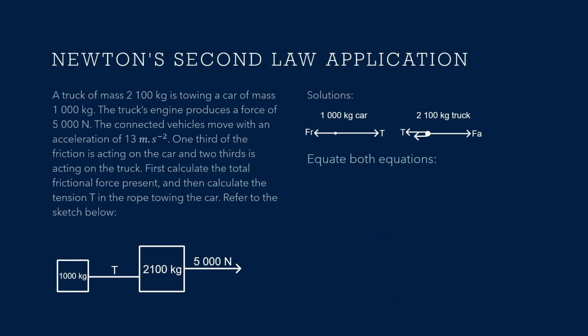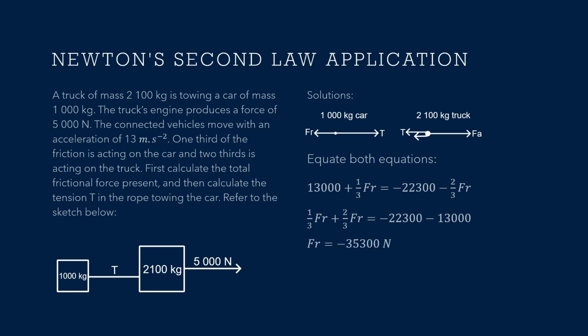And doing that, I have 13,000 plus 1/3 of friction equals negative 22,300 minus 2/3 of the friction. And solving for Fr, I have 1/3 Fr plus 2/3 Fr equals negative 22,300 minus 13,000, and 1/3 plus 2/3 will give me 1. Hence, I will have Fr equals negative 35,300 newtons. Now, moving on to calculate the tensional force.